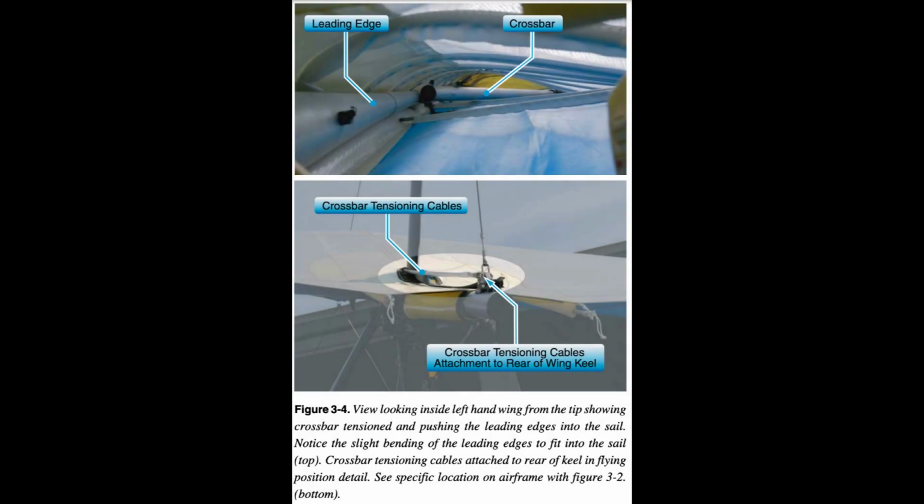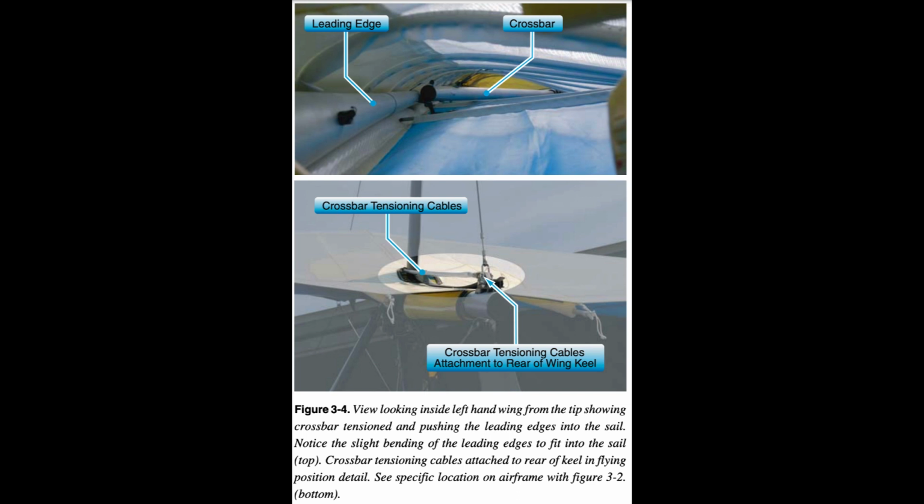Crossbar. The crossbar is two aluminum tube sections hinged above the keel that attach to the leading edges. The crossbar is tensioned back with the crossbar tensioning cables, which pushes the leading edges forward to conform to the sail. These crossbar tensioning cables are attached at the rear of the keel when the wing is tensioned into flying position. Figure 3.4. These crossbar sections are under a compression load and designed to be stiff with no bending.